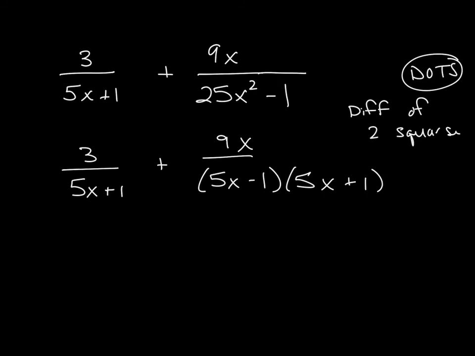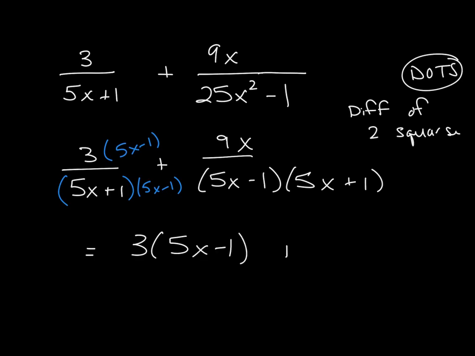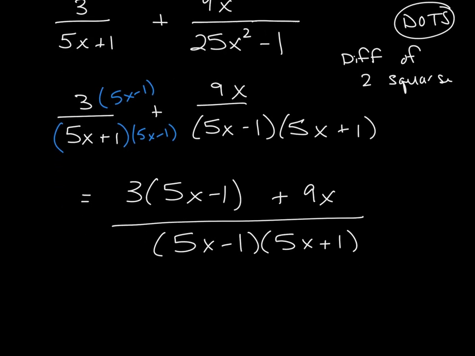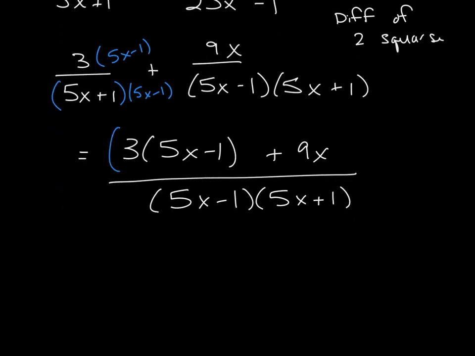Now, to find a common denominator, I need to multiply only the first fraction by 5x minus 1 over 5x minus 1. So in the numerator, I have 3 times 5x minus 1 plus 9x all over that common denominator. Now, in order to simplify this, I have to take the entire numerator and I want to expand it and then collect like terms.